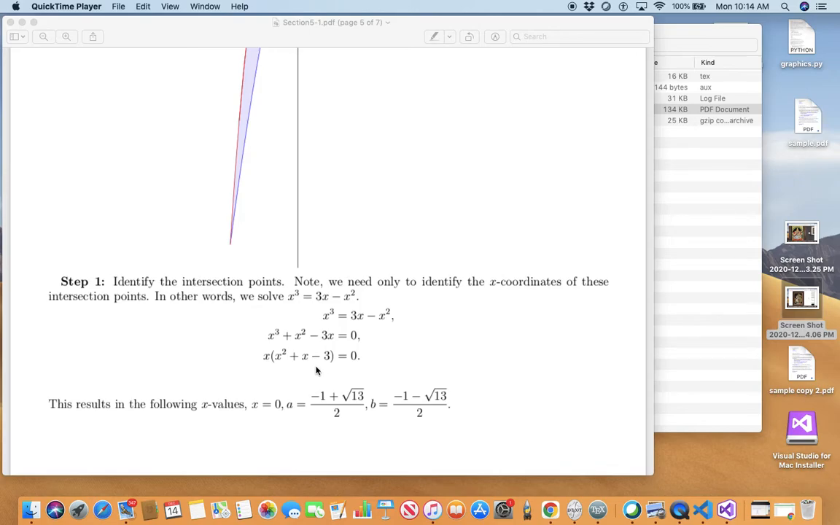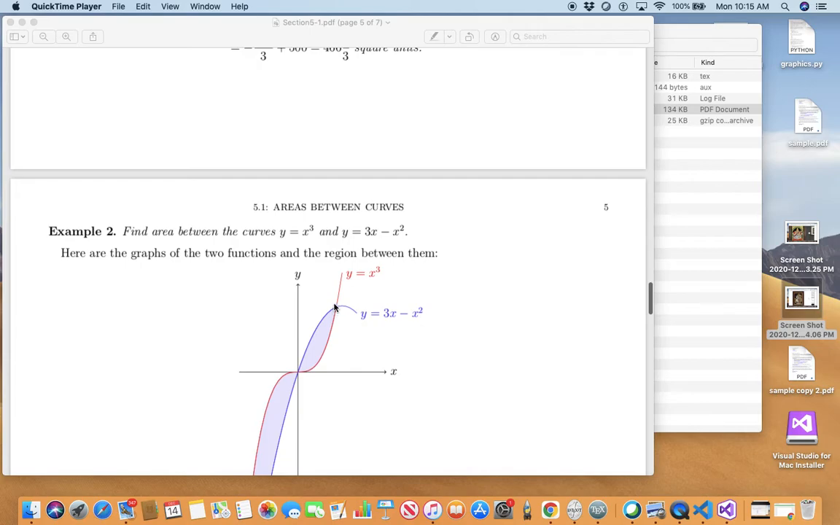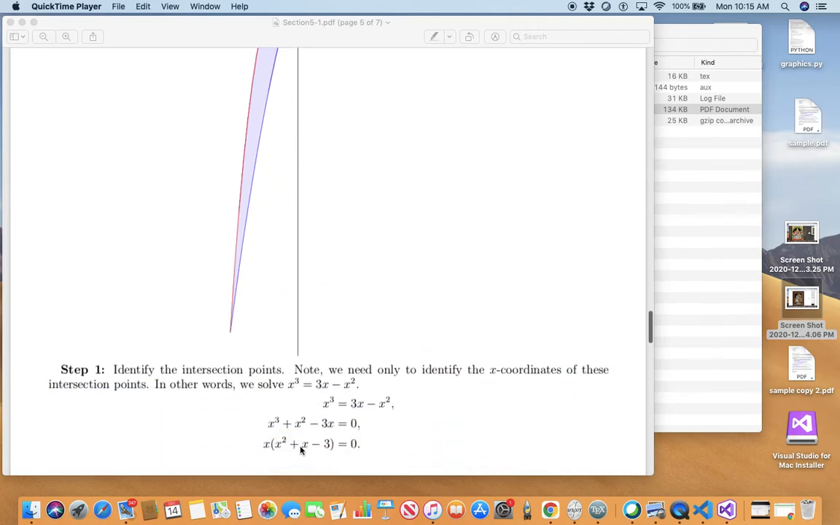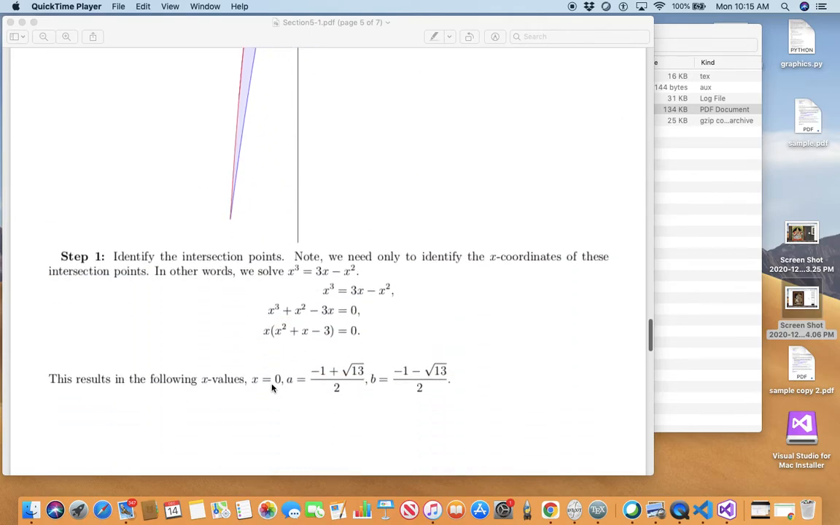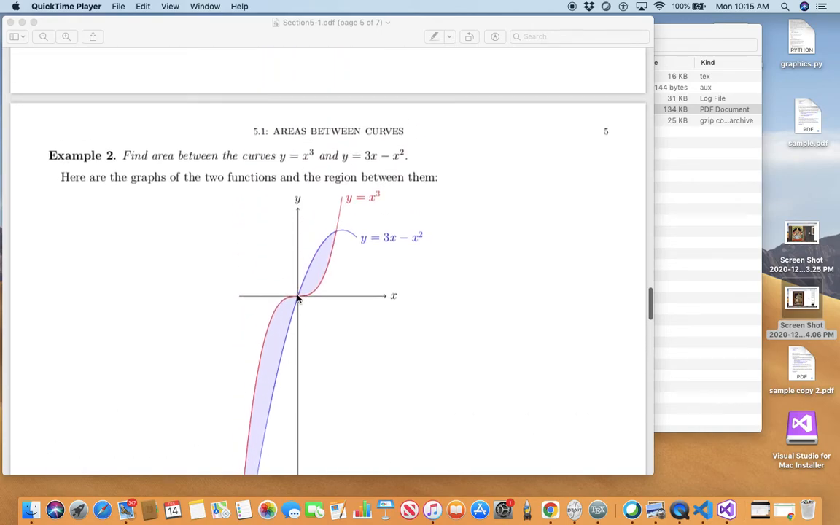I need to use the quadratic formula, and assuming my calculations are correct, I get two roots. A: negative 1 plus square root 13 over 2. B: negative 1 minus square root 13 over 2. Notice this is going to be a negative number, so that corresponds to this point. And this is going to be a positive number, so that corresponds to this point, whereas x equals 0 corresponds to the middle intersection point.